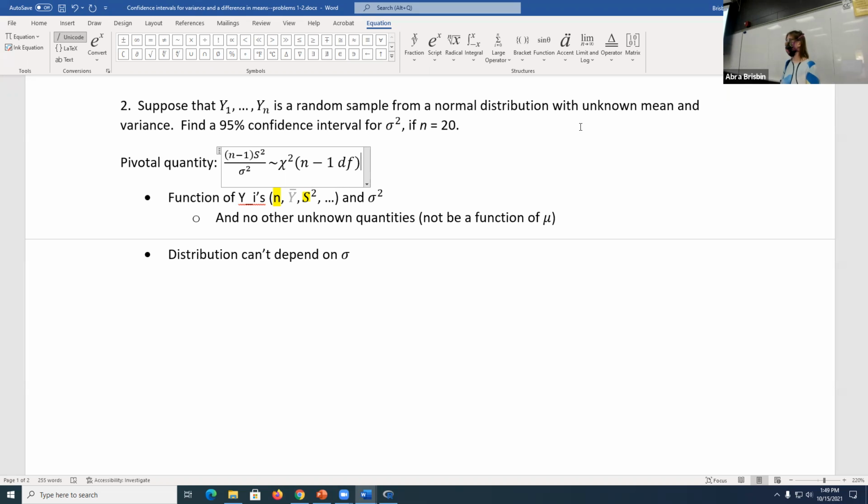Sam, question? Good question. The statistic here, the n minus 1 times s squared over sigma squared, depends on sigma, which is good. We want that to be a function of sigma. But the distribution that it has is chi-squared, and its degrees of freedom just depend on n, not on sigma. So the distribution that it has does not depend on sigma.